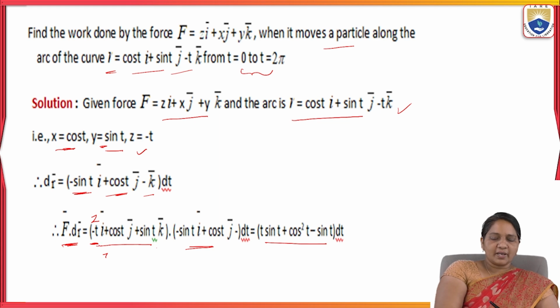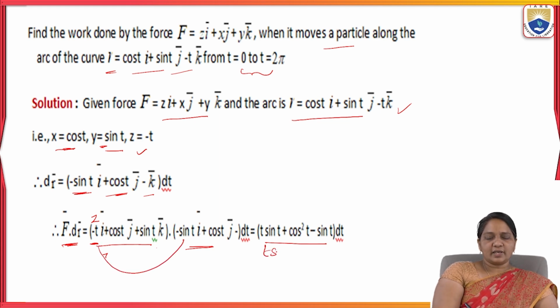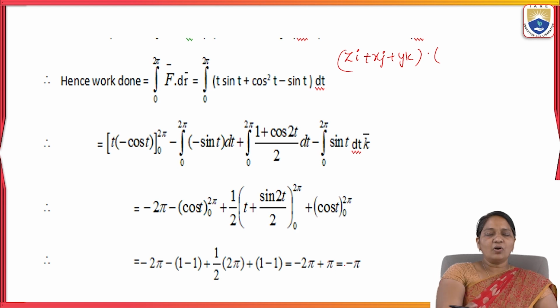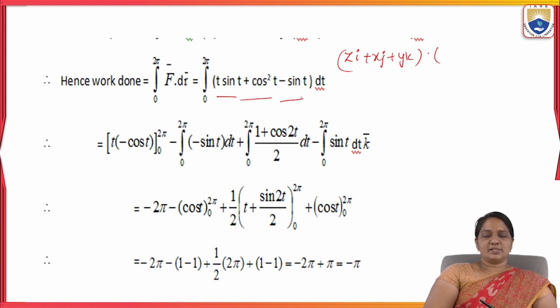So finally minus t into sin t, i dot i is 1. So t sin t plus cos t into cos t, this is cos square t, minus sin t. So there is no component of k here, so sin t into t term will be 0. Now we got t sin t plus cos square t minus sin t.